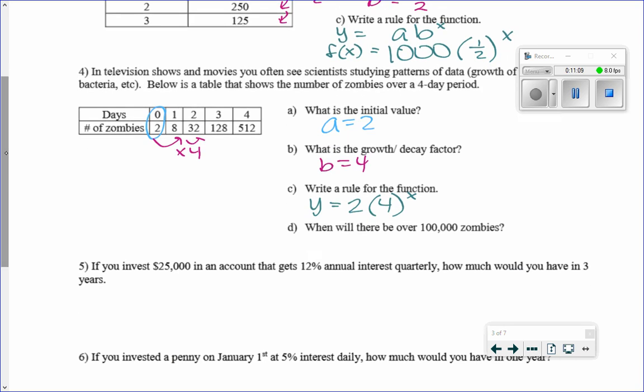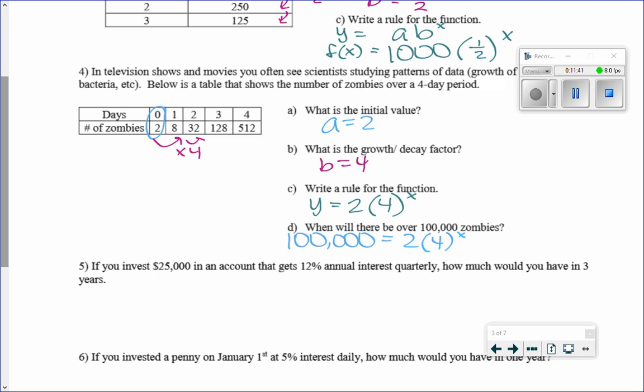D says, when will there be over 100,000 zombies? All right, what does zombies represent, x or y? Y. So it's like saying 100,000 zombies equals 2 times 4 to the power of what number? We're not going to learn how to solve it algebraically this year. You're going to learn that later in high school, how to solve for x, when x is an unknown variable. But I'm going to show you how to do this in a calculator by finding your table.